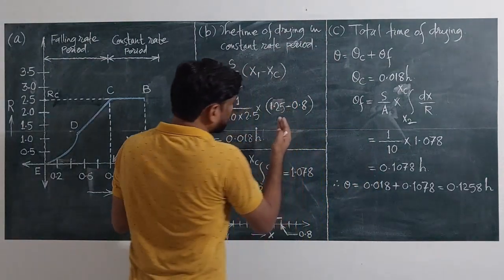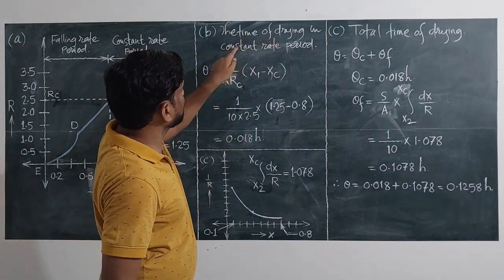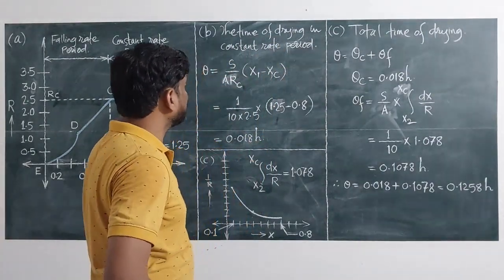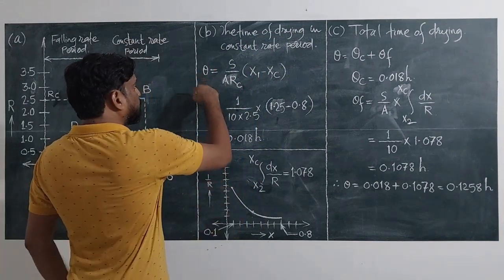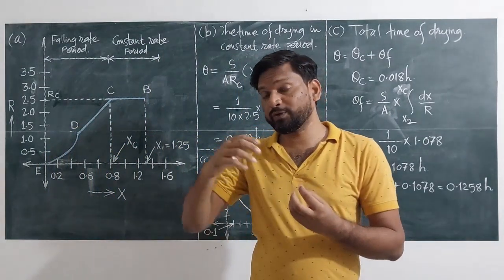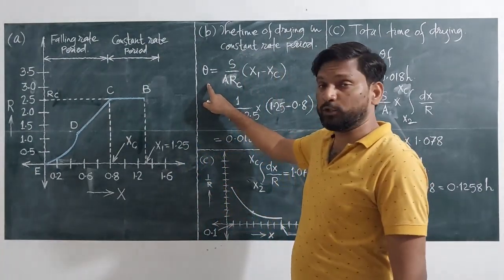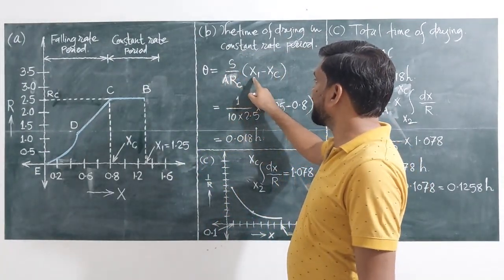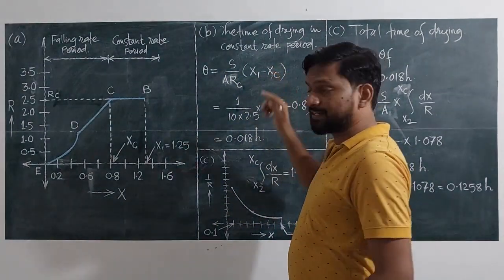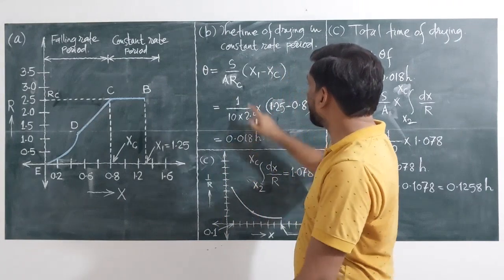Now switching over to part B. What is part B? The time of drying in constant rate period. That was the part B question. So what is the formula? We have already studied the formula to calculate the drying time over the constant rate period, and that is theta is equal to S divided by A Rc into x1 minus xc. Why xc? Because the constant rate period lasts till point xc from x1.